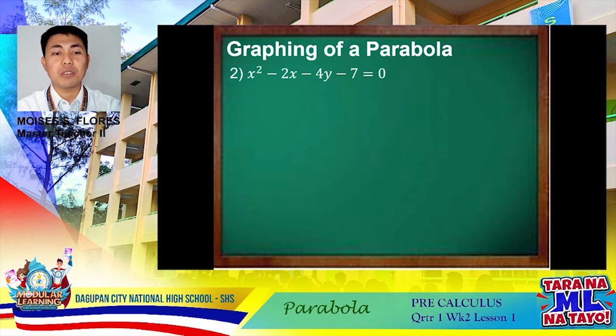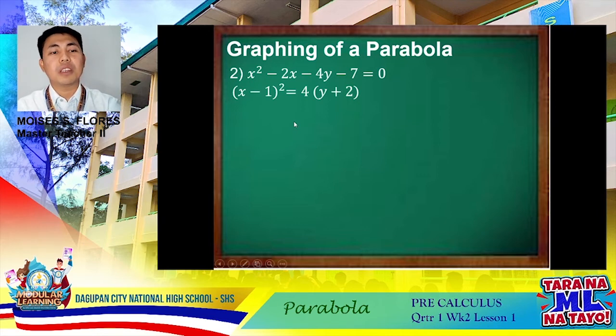Completing the square. Okay, so I have here now our standard form: quantity (x - 1) squared equals 4 times quantity (y + 2). That is now our conversion from general form to standard form. You could check that later. So we could now identify the coordinates of your vertex. What is now our vertex? This is the vertex at (h, k). Yes, you're right. The vertex now is (1, -2). How did we arrive at that? x - 1 equals 0. Transpose negative 1 to the other side, so it becomes 1.